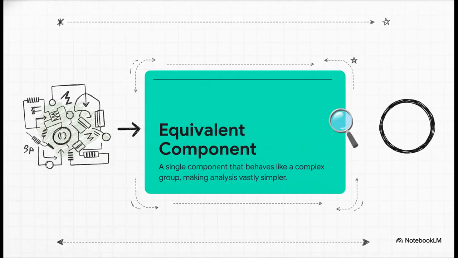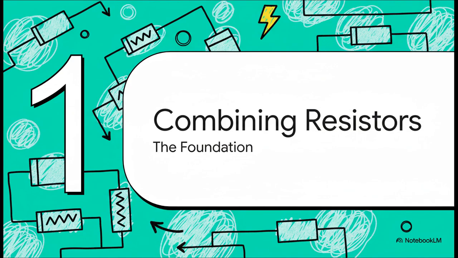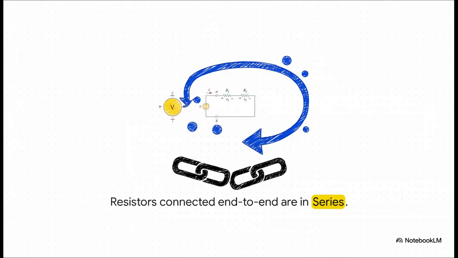And this brings us to the hero of our story today, the equivalent component. It's basically a stand-in, a single, simple part that we can swap in for a whole messy group of other parts. And once we do that, the math and the analysis become so much easier. Okay, so let's start with the most common component out there, the resistor. Because once you get the hang of combining these, you'll have the foundation for literally everything else we're going to talk about. First up, resistors in series.